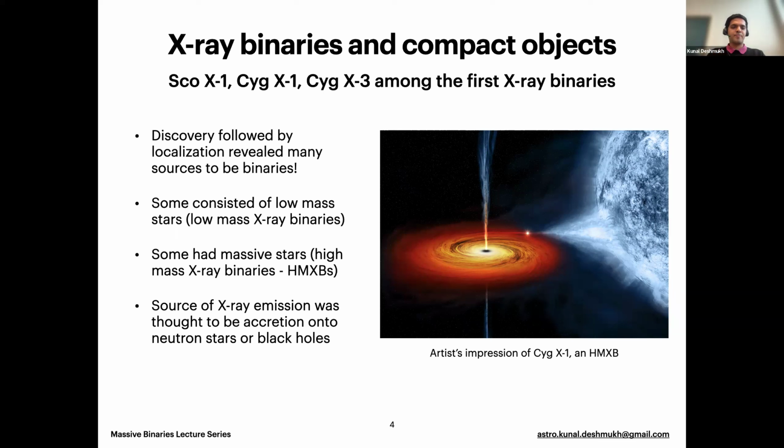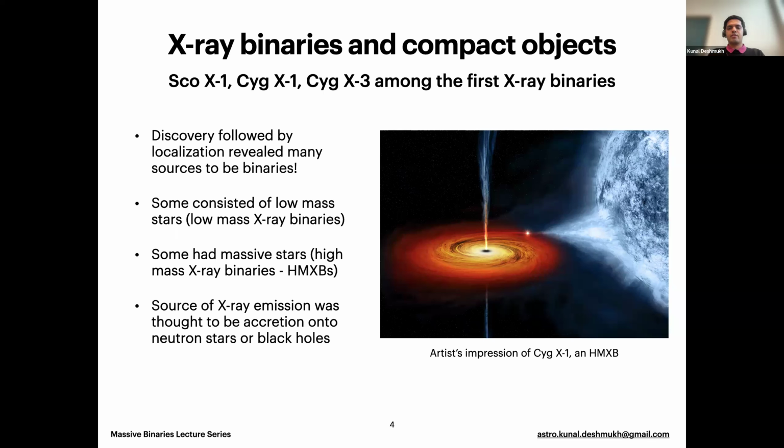In both cases, though, one thing that is common is the source of X-ray emission is accretion of material onto a compact object. So this immense amount of energy is being released only because we are dumping material on a very compact object like a neutron star or a black hole. So that is something that will show up in most X-ray binaries that we know.